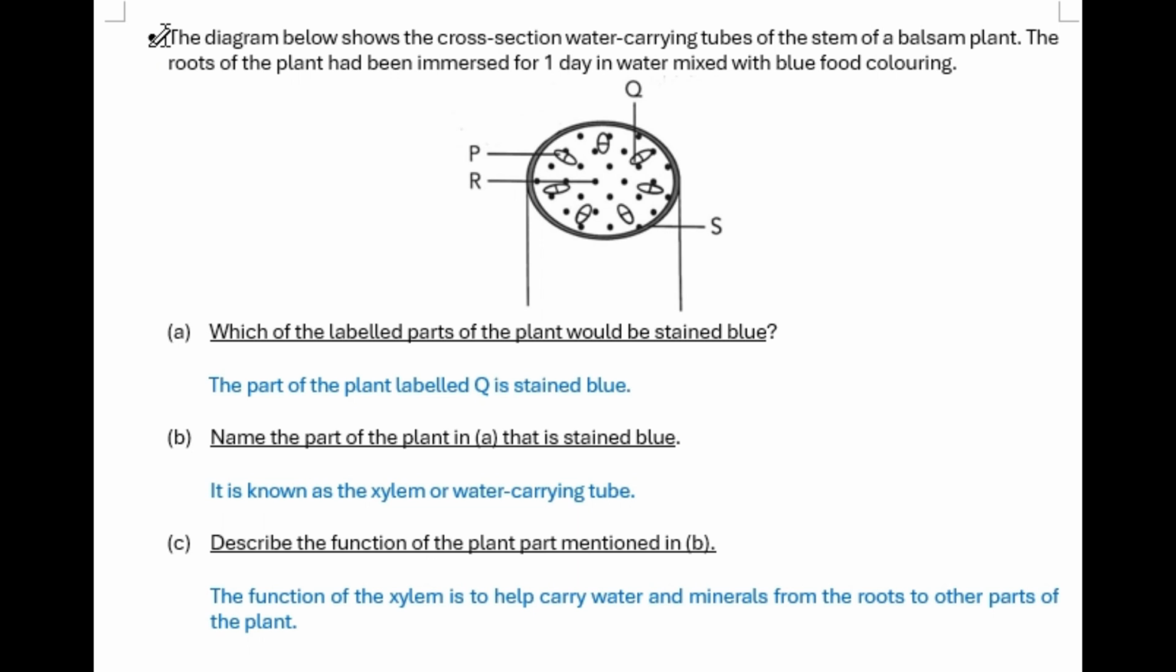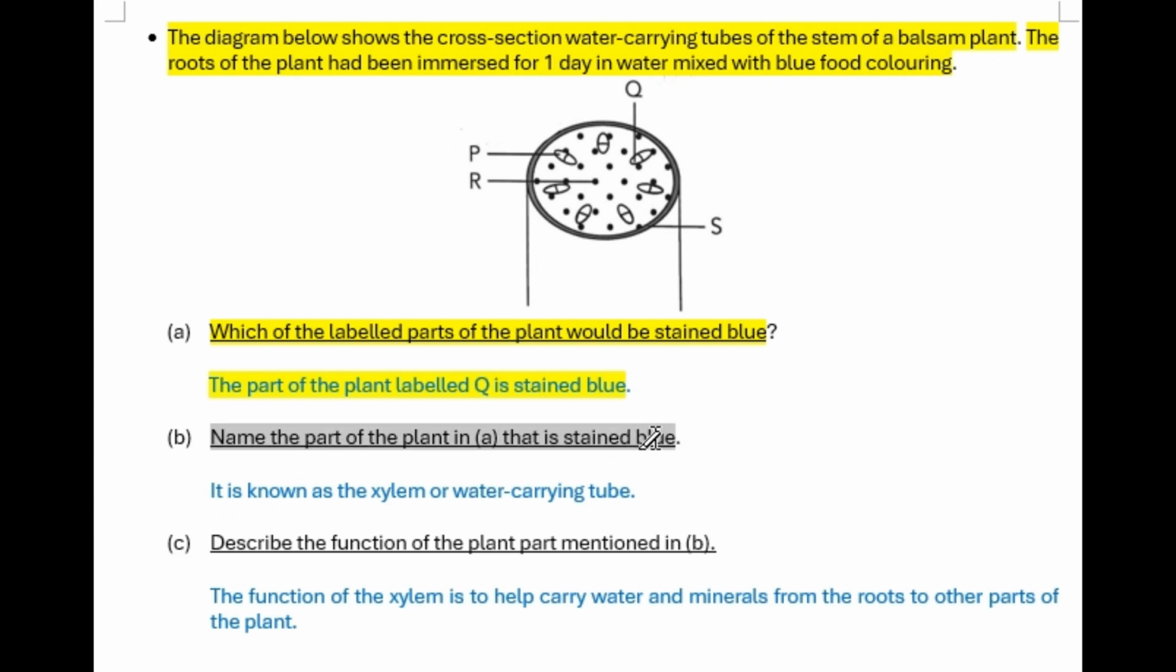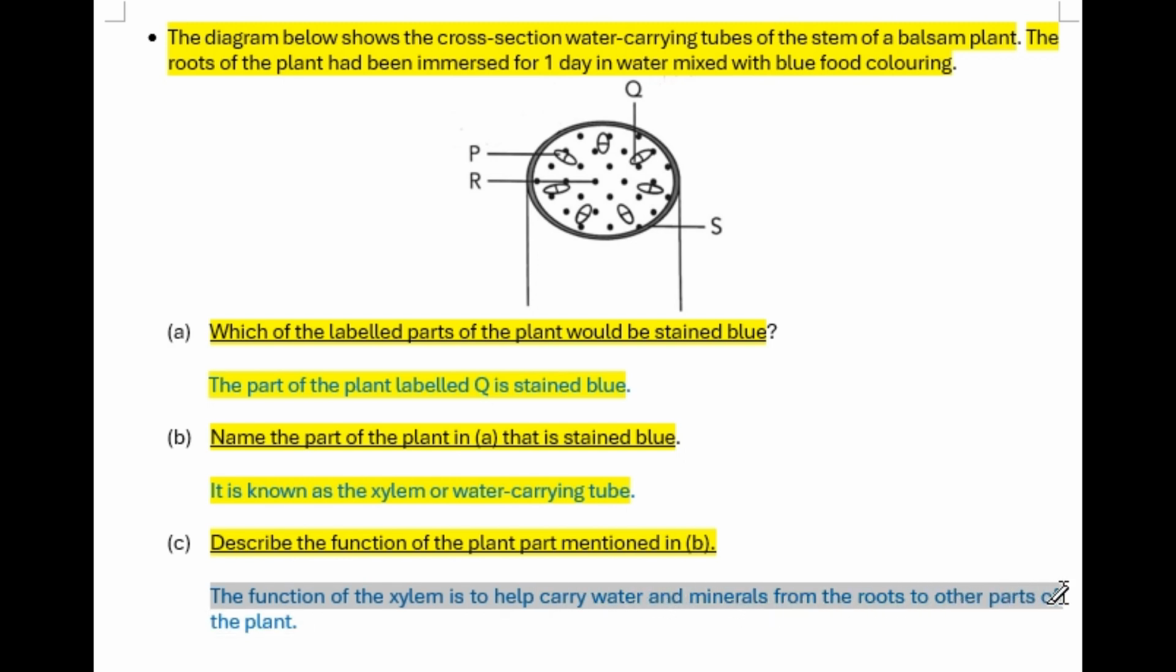The diagram below shows the cross-section of the water-carrying tubes of the stem of a balsam plant. The roots of the plant had been immersed for 1 day in water mixed with blue food coloring. Which of the labeled parts of the plant would be stained blue? The part of the plant labeled Q is stained blue. B. Name the part of the plant in A that is stained blue. It is known as the xylem or water-carrying tube. C. Describe the function of the plant part mentioned in B. The function of the xylem is to help carry water and minerals from the roots to other parts of the plant.